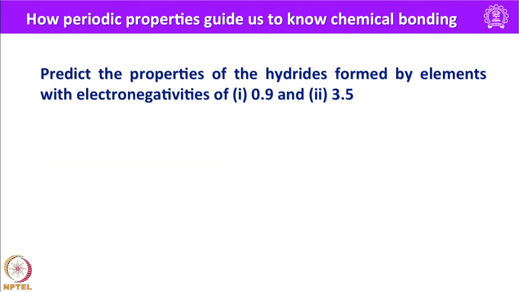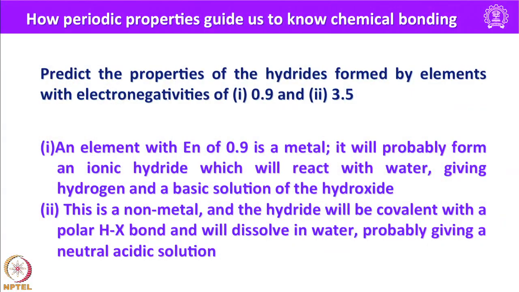Okay. So, now a small question. Predict the properties of the hydrides formed by elements with electronegativities 0.9 and 3.5. The electronegativity of hydrogen is around 2.1, and it has to combine with the two elements given here. If you look into the first one, it has to be a metal, of course sodium. It will probably form an ionic hydride which will readily react with water, giving hydrogen and a basic solution of the hydroxide, that is sodium hydroxide.